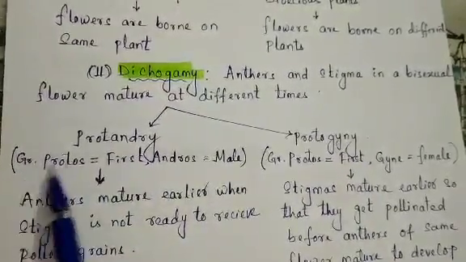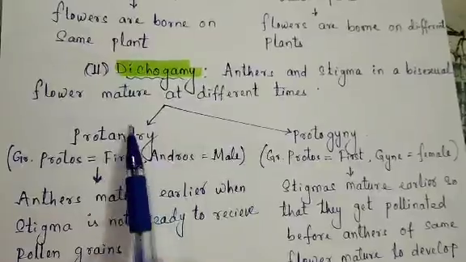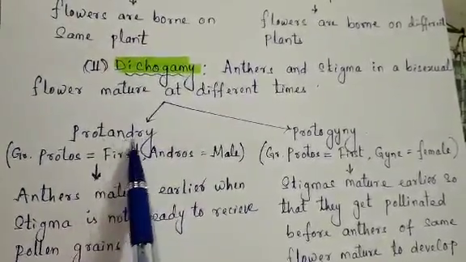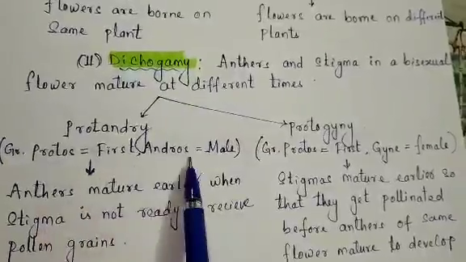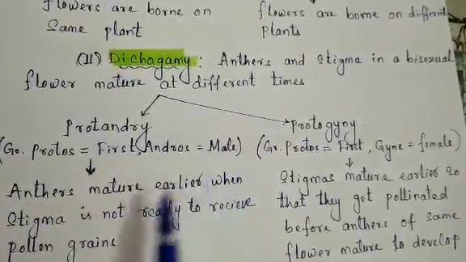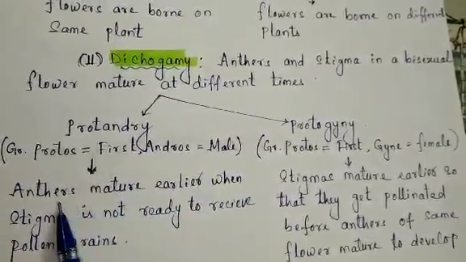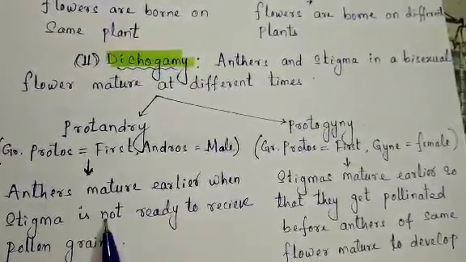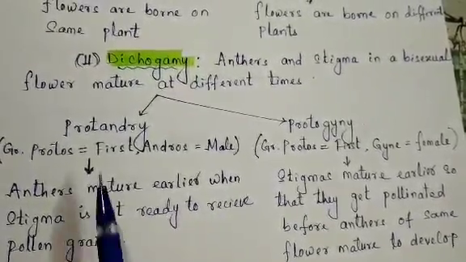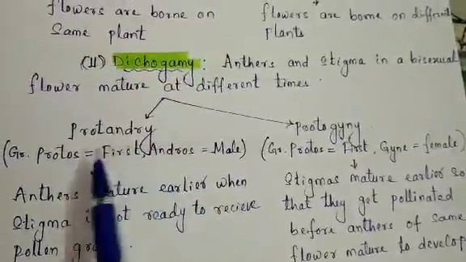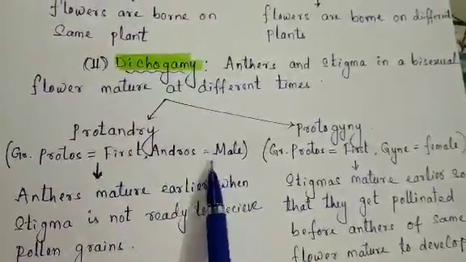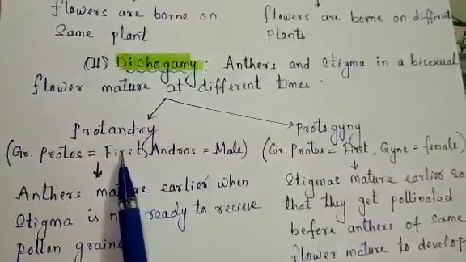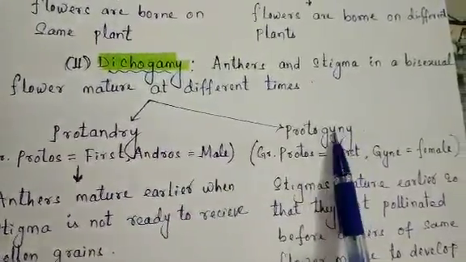As we know, in the Greek words, protos means first and andros means male. So here we have taken proto and andry. If the anthers mature earlier than the stigma, when it is not ready to receive the pollen grains, it is called protandry. So in short, you can remember that the androecium matures first here, then the stigma.